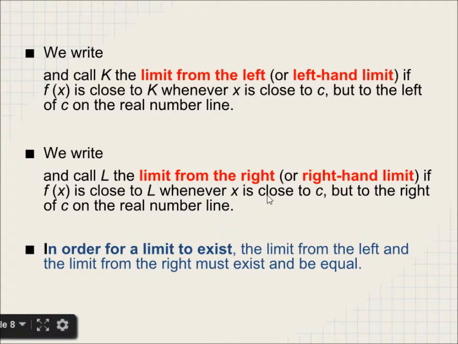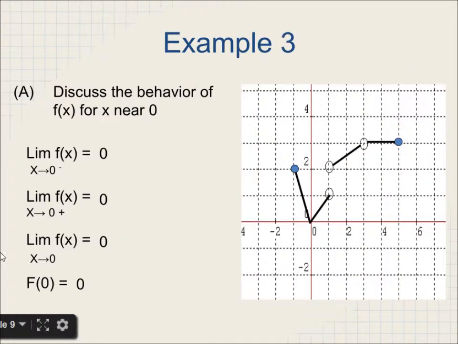Here, left represents c minus, or any constant value minus, and right represents c plus, but not including c. In order for the limit to exist, the limit from the left and the limit from the right must exist and be equal.